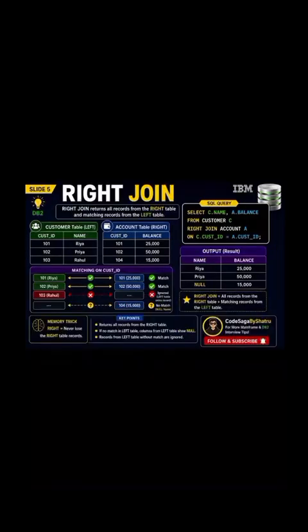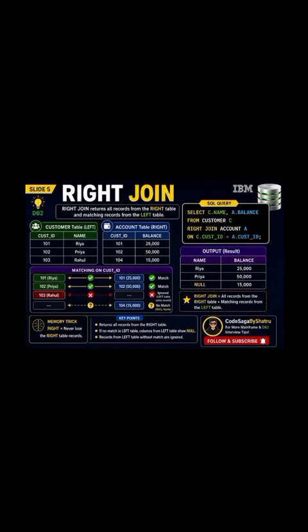Now let's understand right join. Right join returns all the records from the right table and only the matching records from the left table. Let's use the same example. The customer table contains Riya, Priya and Rahul. The account table contains customer ID 101, 102 and 104. In this query, the account table is the right table because it appears after the right join keyword. SQL compares the common column, customer ID.